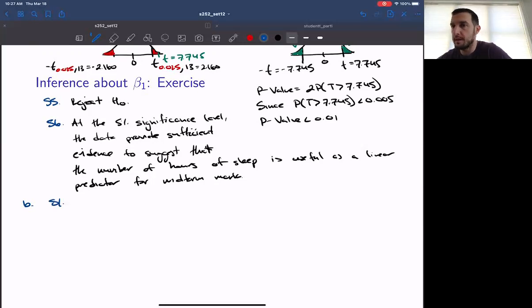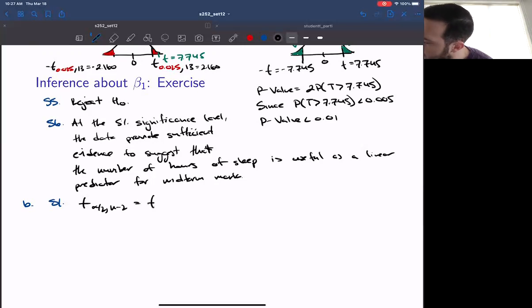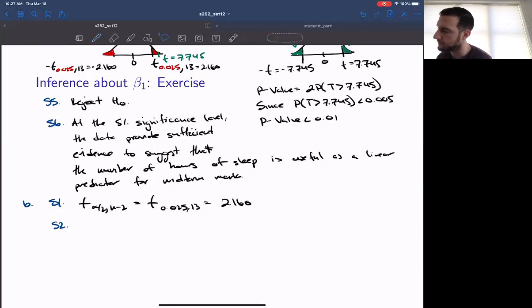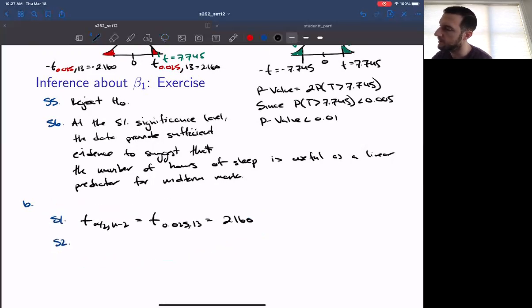All right, so in part B, we want to compute the corresponding confidence interval, so the 95% confidence interval. So we're going to have t alpha over 2 comma n minus 2, which is t 0.025 comma 13, which is 2.160. And note the assumptions are exactly the same here as they are in part A. So I'll just make a quick note of that.